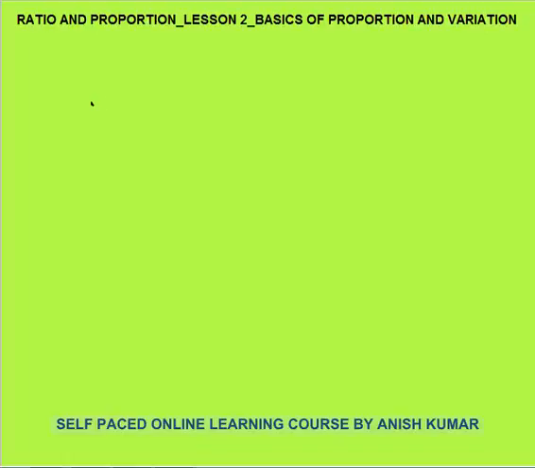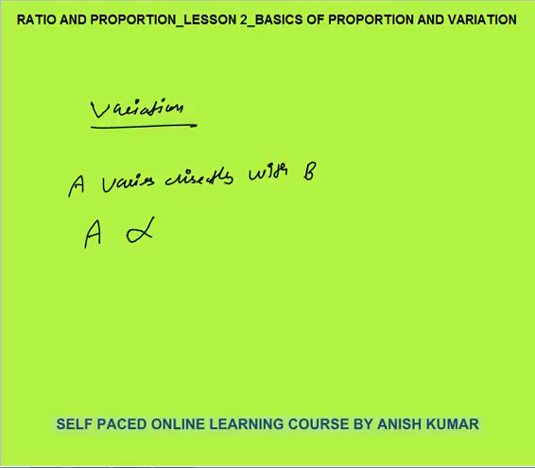Next concept is variation. When I say A varies directly with B, variable A varies directly with B, I can say that this is A varies directly with B. This is the sign of variation.